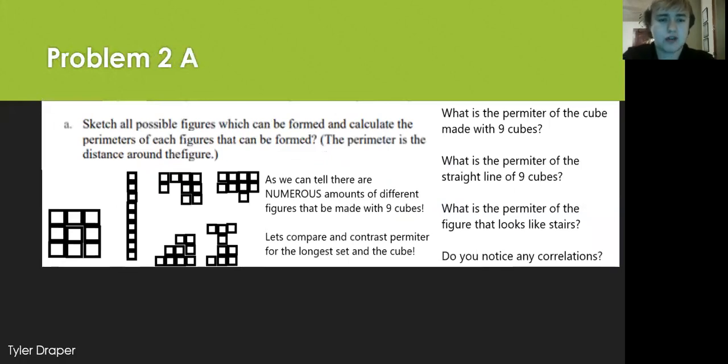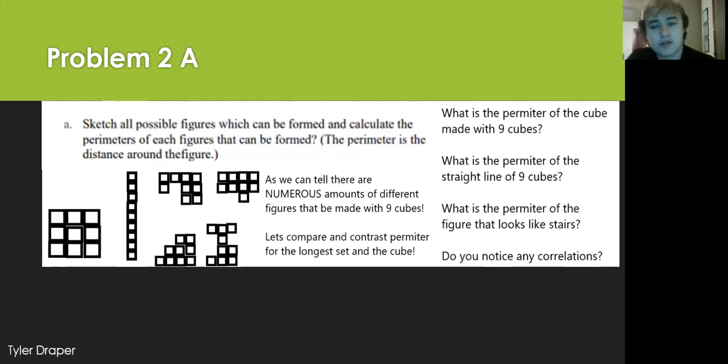Okay, let's do 2A real quick. So it says sketch all possible figures. I've sketched a couple of the figures below here. These ones here. So we see this one is 3 by 3. So we have basically a square. Then we have 1 by 9, which is just a long line. Then I have some irregular shapes here that we have created. Have some little steps right there. It looks like steps.